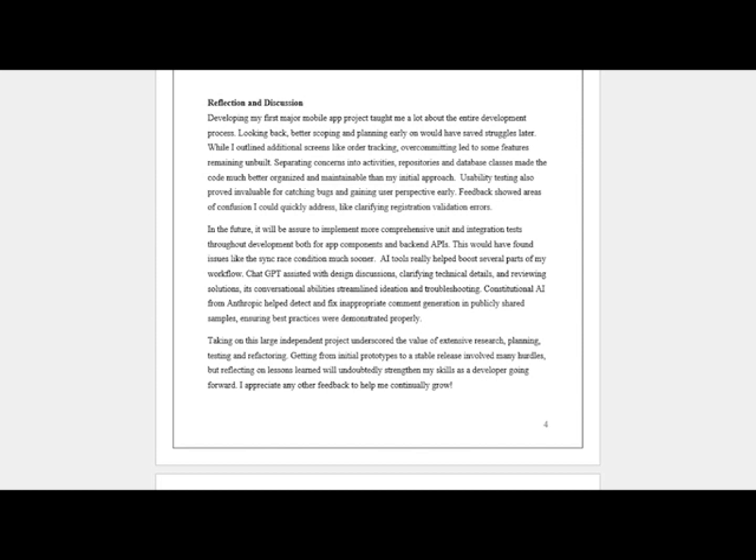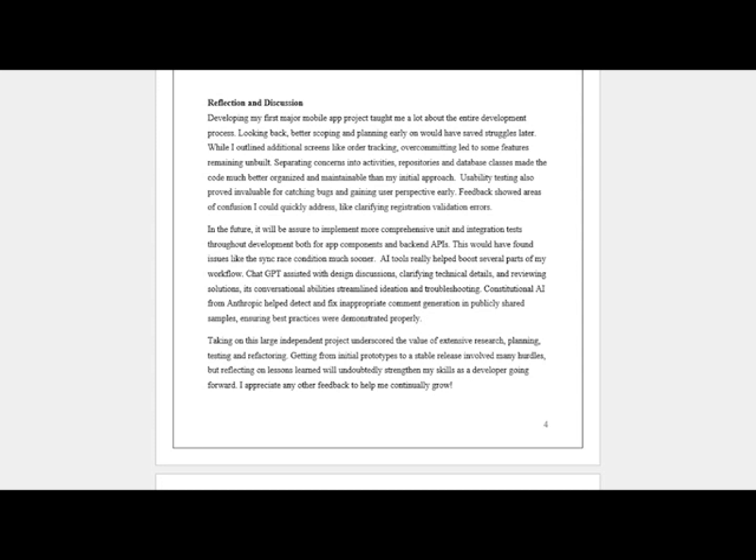Compared to my original model, separating responsibility across activities, repositories, and database classes significantly improved code organization and maintainability. It has become clear that conducting usability tests is a helpful practice that may quickly reveal faults and gather user opinions. User confusion was highlighted by feedback, which promoted quick fixes such as improving registration, validation, and error messages.